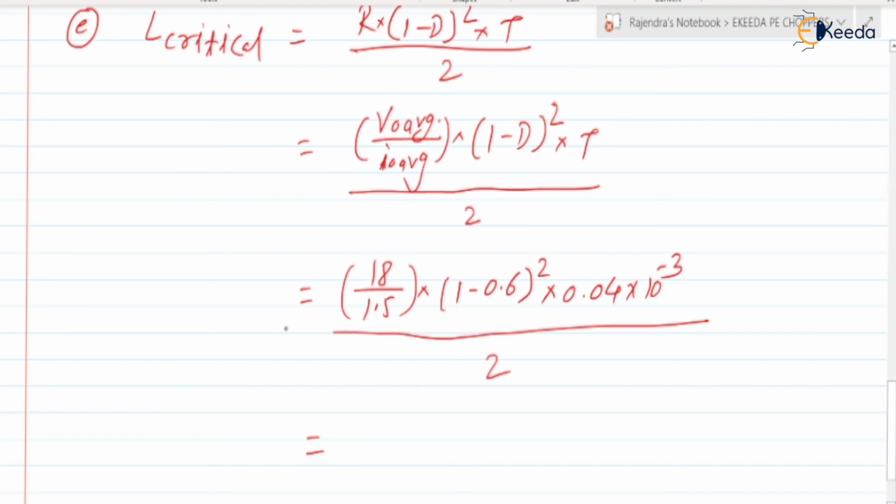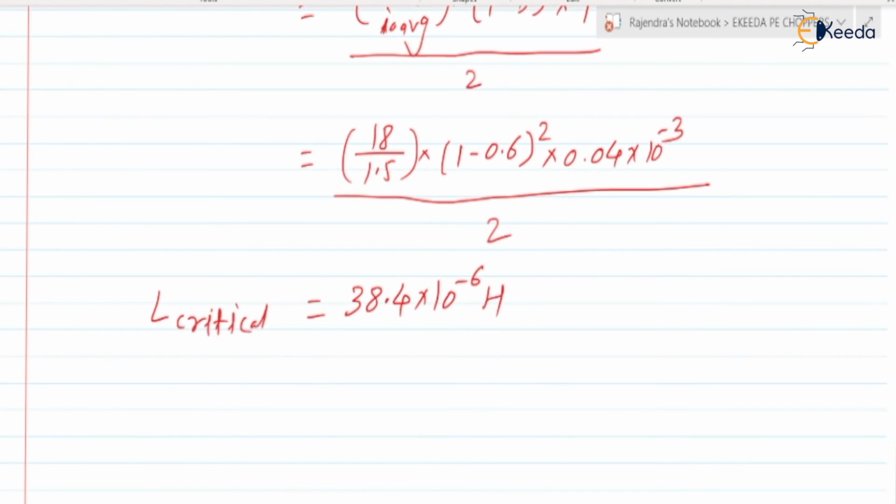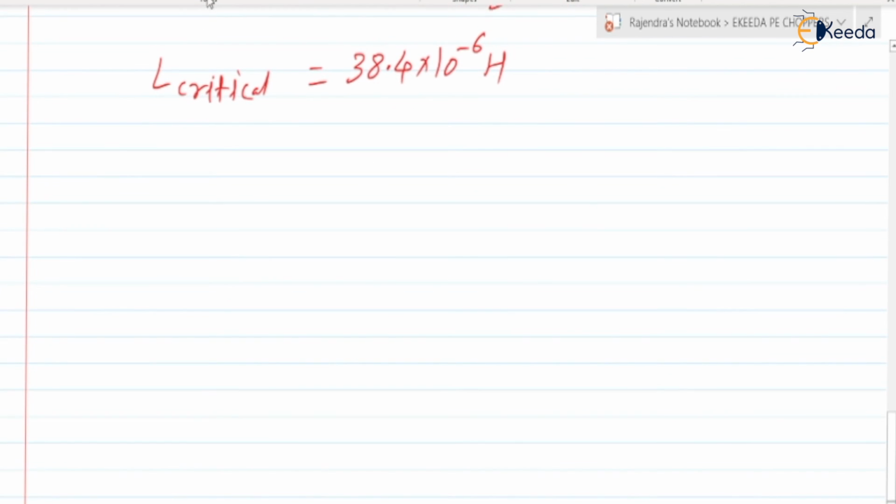So it is 38.4 microhenry, 38.4 into 10 to the power minus 6 Henry. This is the L critical we have, the critical value of inductance that is required in the circuit. Critical value of inductor means I_L will be just continuous if we put the L value as 38.4 microhenry. And next, C critical.